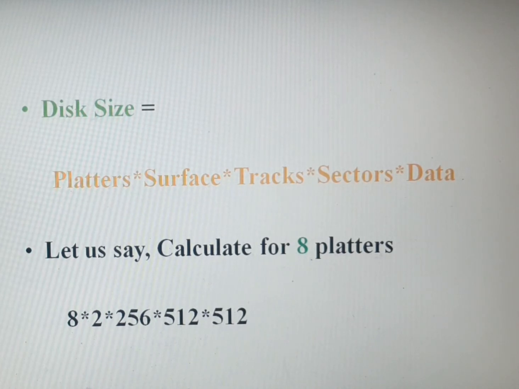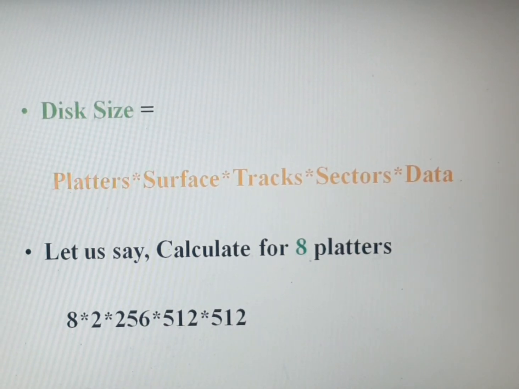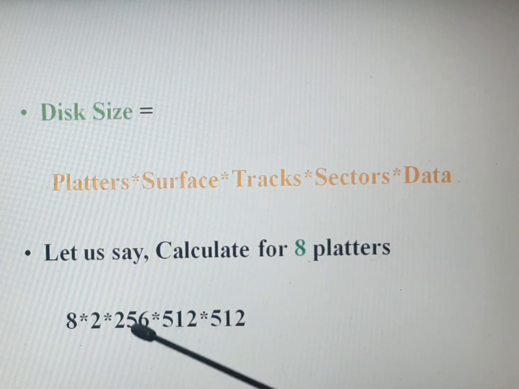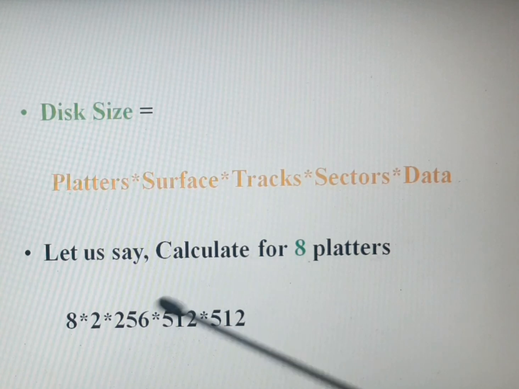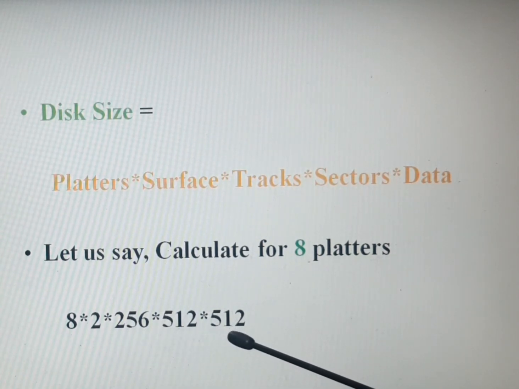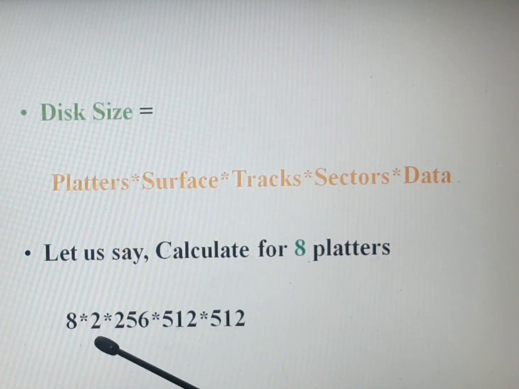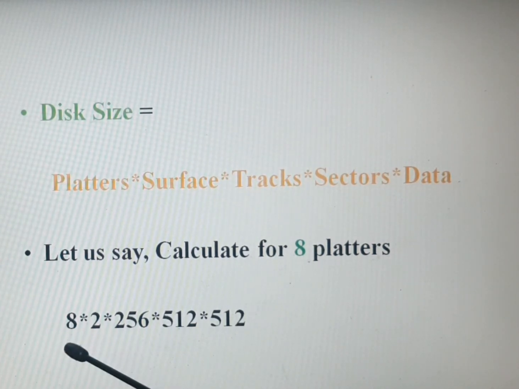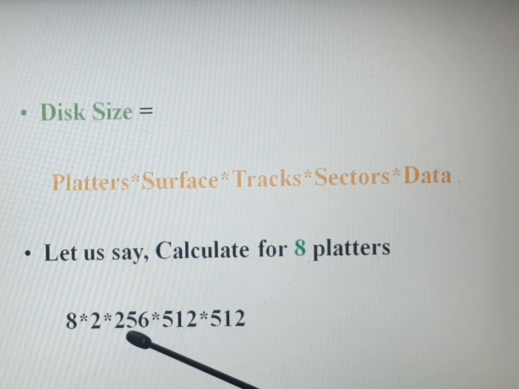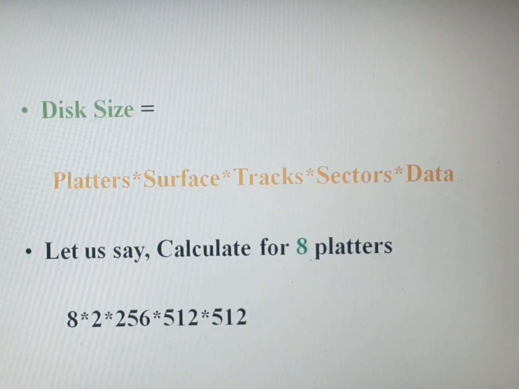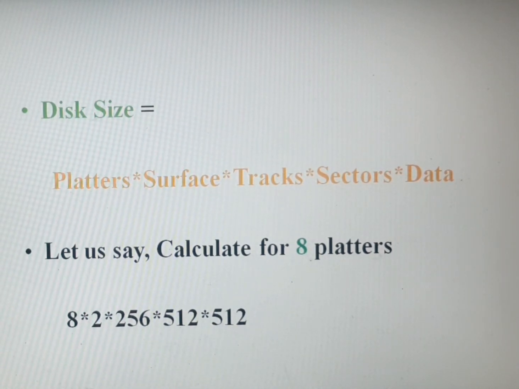So this is about disk structure. It is one of the GATE questions: what is the disk size. They will give the number of platters and you need to calculate the disk size. This is how you calculate: first platters into surfaces. If I have only 1 platter, then only 2 surfaces will be there. Then 256 tracks, 512 sectors, and 512 bytes of data. This is how we calculate the disk size.